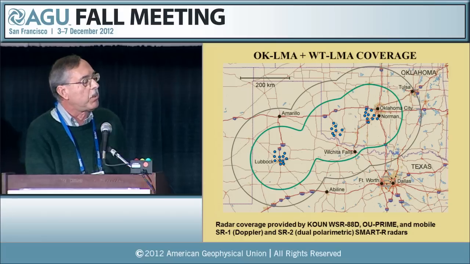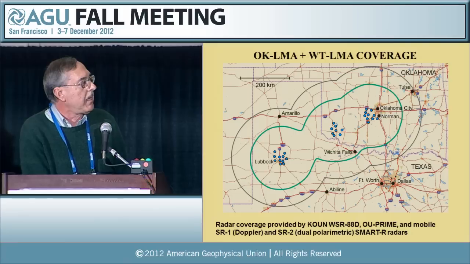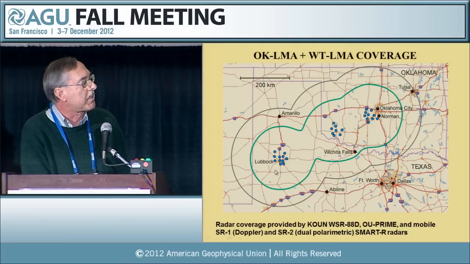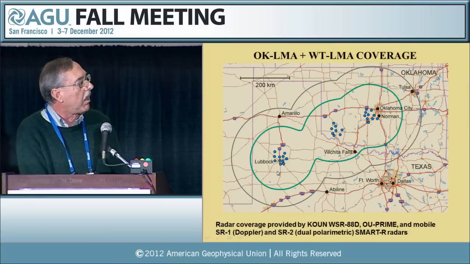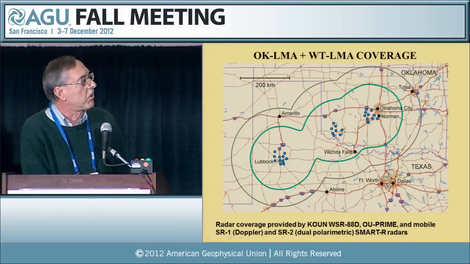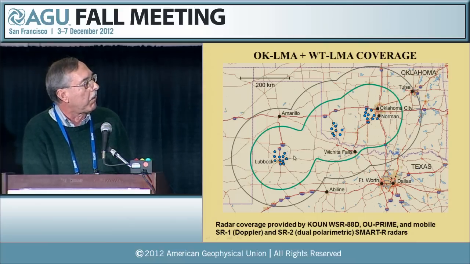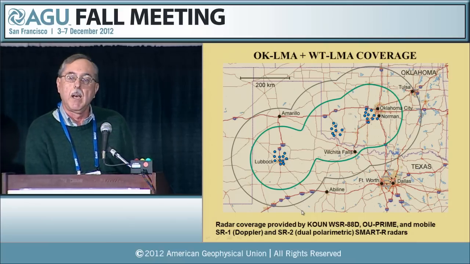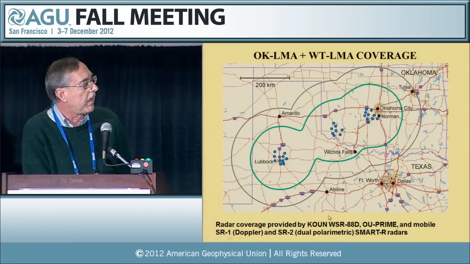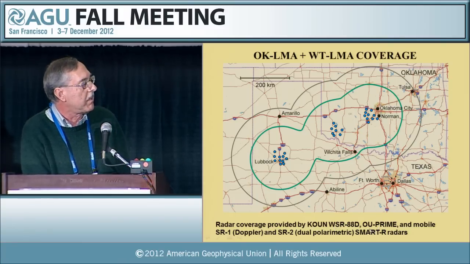Now moving on to the Oklahoma and West Texas areas, this shows the LMA coverage stretching from central Oklahoma back into West Texas. This is really the combination of three networks: one in central Oklahoma, one in southwestern Oklahoma, and one down here in the Texas Panhandle. And also in the Oklahoma region, there was good radar coverage provided by the Norman NEXRAD as well as the Oklahoma University radar.